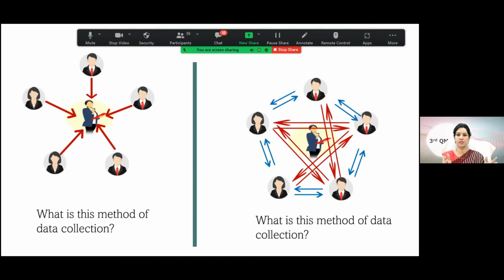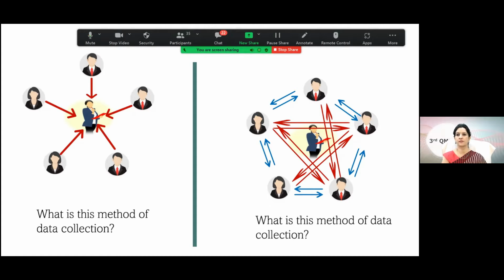So you can see two pictures in this frame. There is a left side picture and there is a right side. So can you tell me what these methods are? The first one I'm talking of, this is the first and this is the second. So please write in the chat box, what is this method of data collection? So on the left, one person is talking with all the other 5 people. And in the second one, people are talking among themselves also.